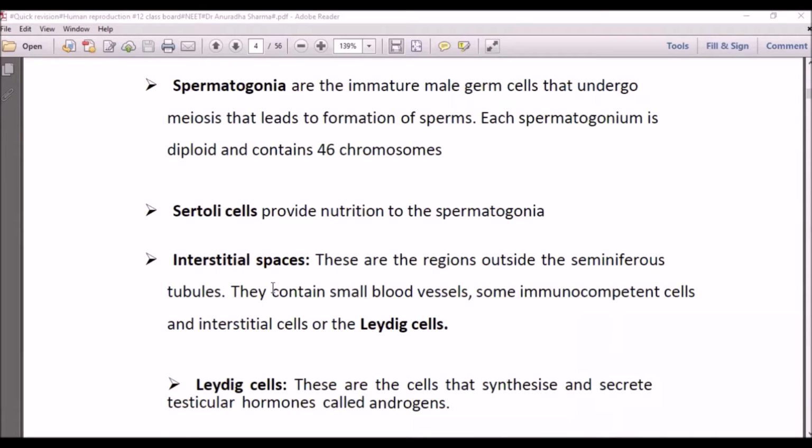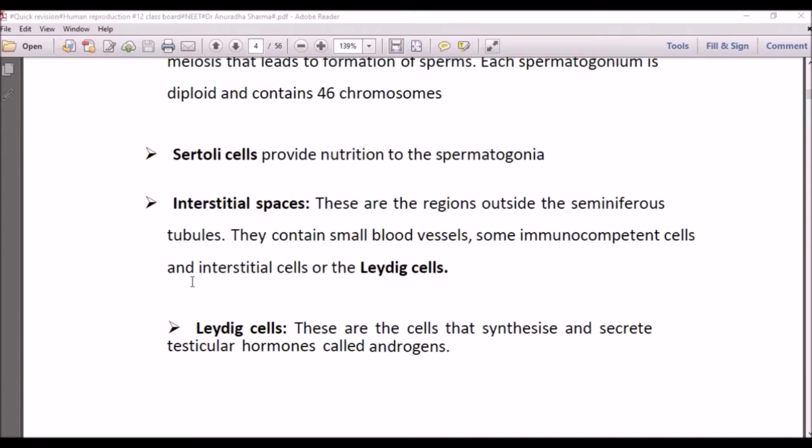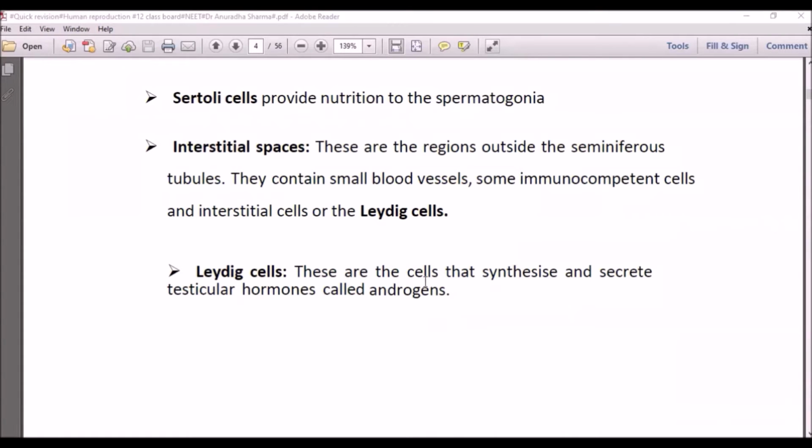Now there are interstitial spaces. These interstitial spaces are the regions outside the seminiferous tubules and they contain small blood vessels and some cells which are known as Leydig cells. These Leydig cells are very important because these are the cells that synthesize and secrete testicular hormones which are known as androgens. So androgens are the hormones which are present in the male reproductive system. These hormones are very important and they are synthesized by these Leydig cells.